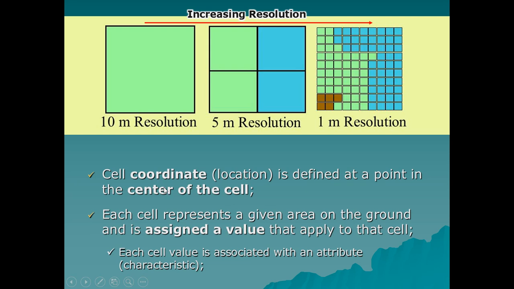Now typically the cell coordinates or the location assigned to the cell, we would define that at the center of the cell. Okay, each cell represents a given area on the ground, in other words a given location, and is assigned a value that is applied to that cell. Those values tend to be numeric in nature. Alright, so those colors we are looking at are an interpretation of those numeric values.